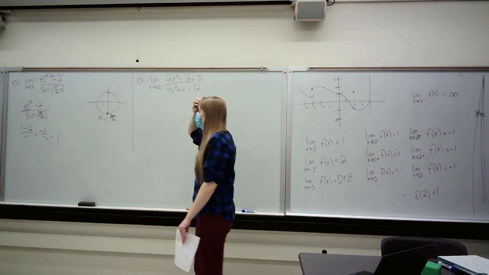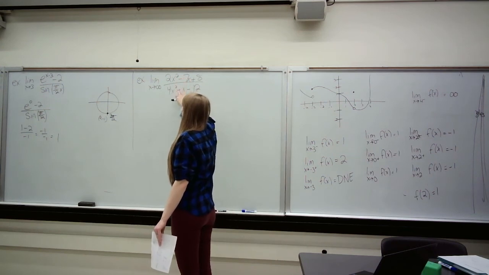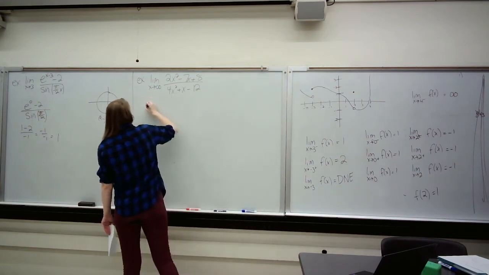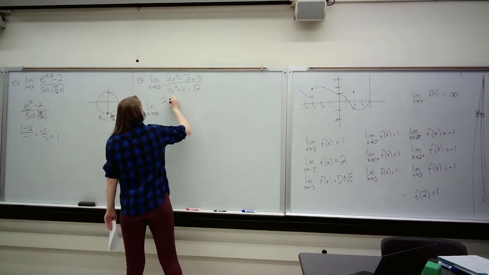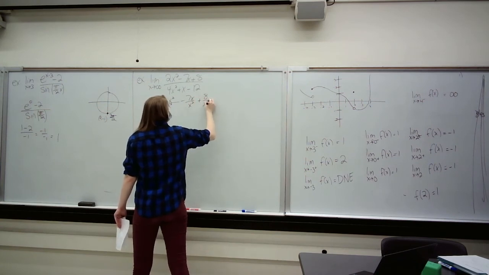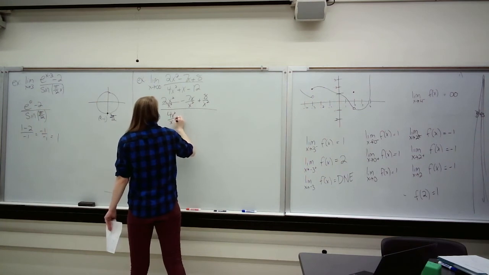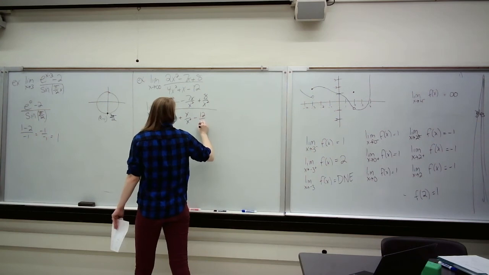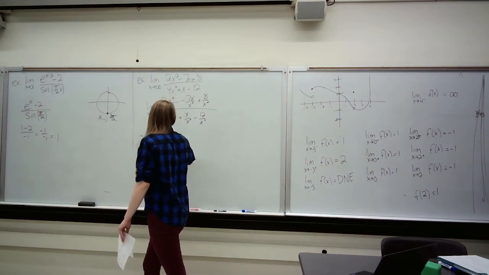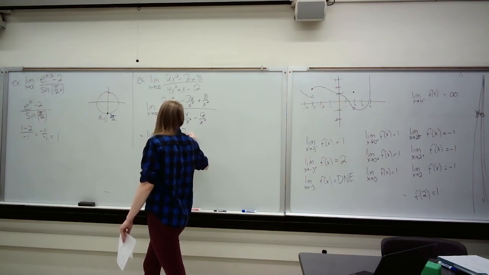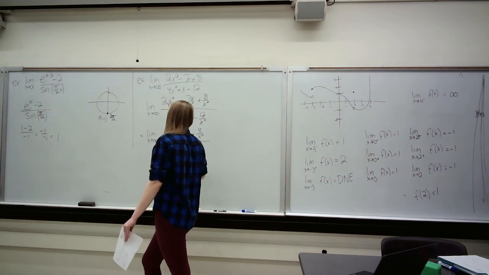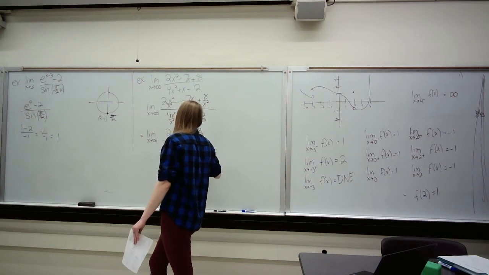Remember, if we have a polynomial over a polynomial like that, this goes back to the very first time we talked about limits, we can just divide my top and my bottom by my highest power here. So the limit as x goes to infinity, I'll have 2x squared over x squared minus 7x over x squared plus 8 over x squared, over 4x squared over x squared plus x over x squared minus 12 over x squared. So I'll have 2 minus 7 over x plus 8 over x squared, over 4 plus 1 over x minus 12 over x squared.